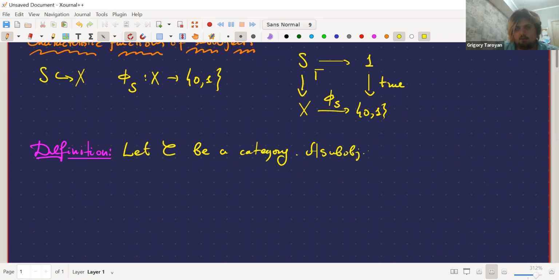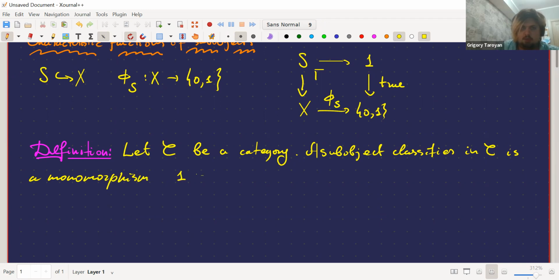A subobject classifier in C is a monomorphism of the following form. So we have 1, which is just the terminal object of this category, and we have omega, which in an arbitrary category is a substitute for this set consisting only of 0 and 1.